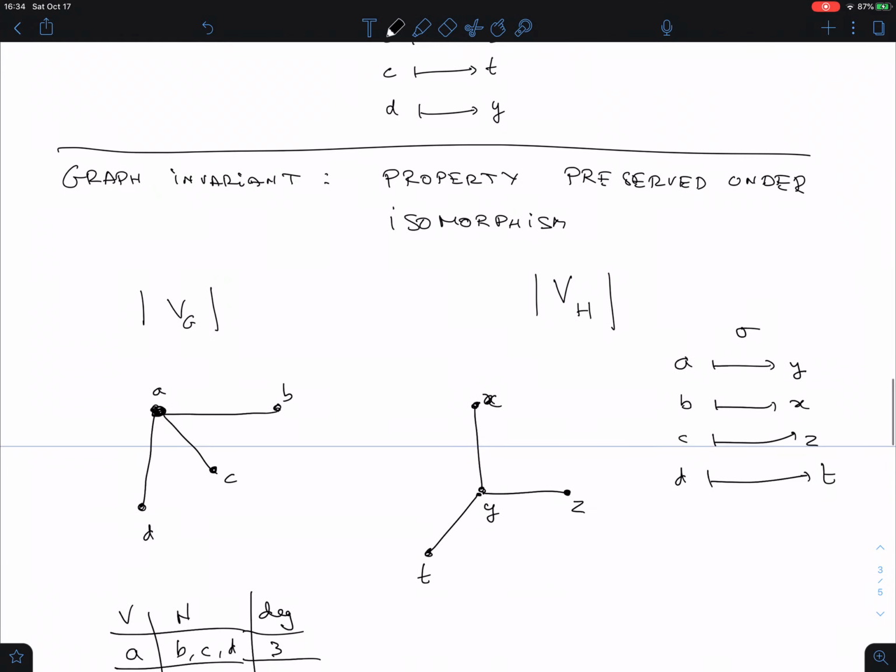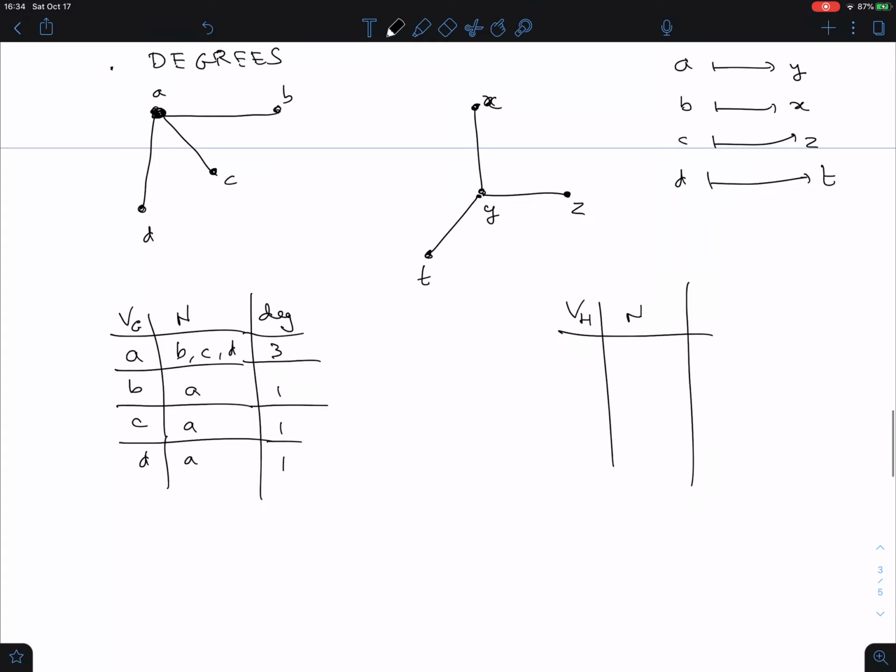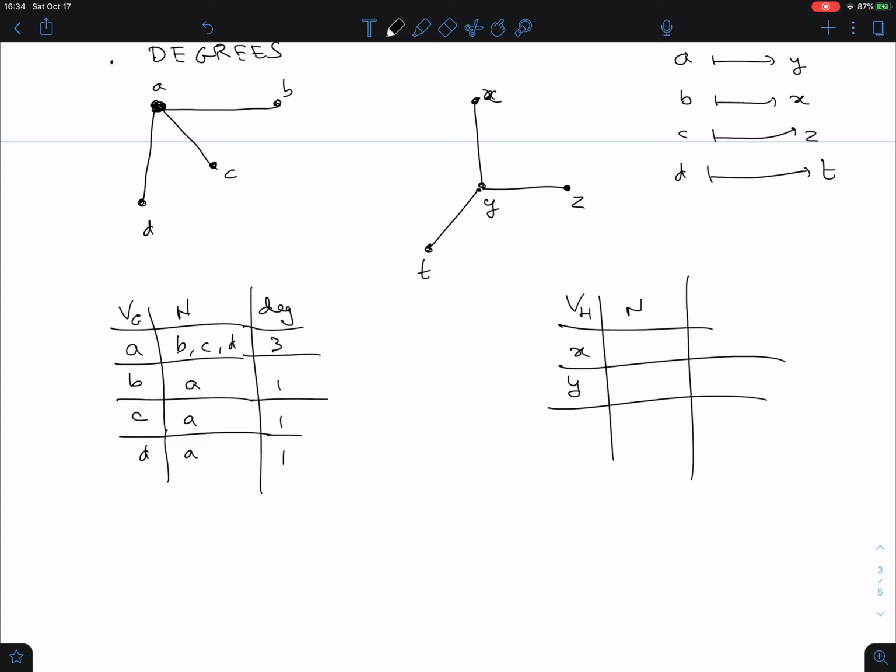So let's look at the degrees, in particular, the number of degrees that we have. So let's make it quickly here. So this was VG and here's VH. The adjacency list for H, that would be X, Y, Z, and T. This would neighbor Y, Y, and Y. And here this is the one with the many neighbors, 1, 3, 1, 1. Notice that we have 1 of degree 3, 3 of degree 1. 1 of degree 3, 3 of degree 1.